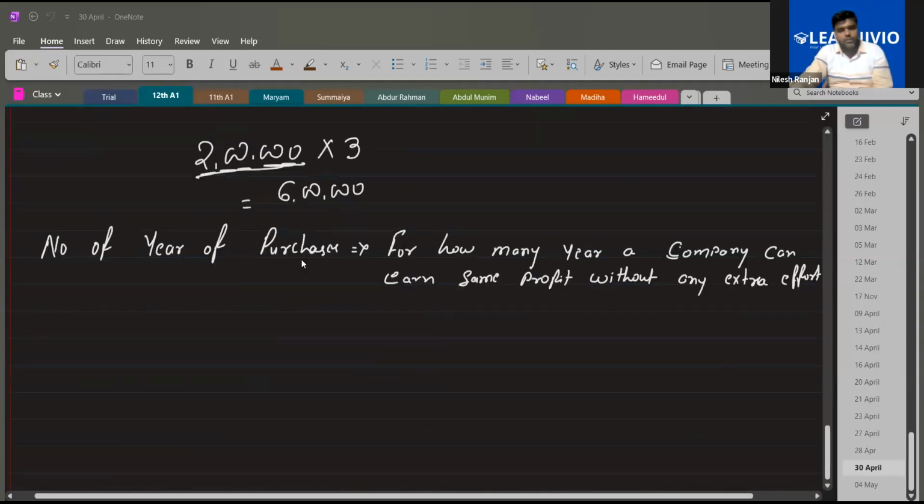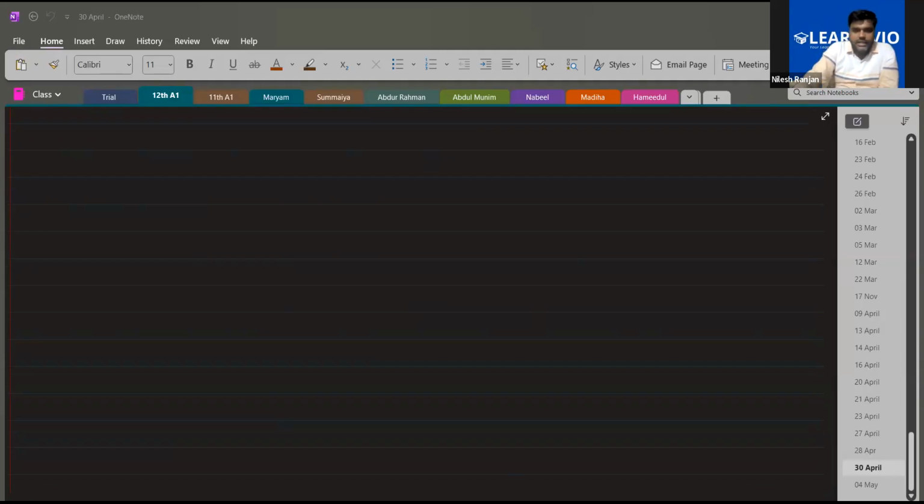Okay, I will solve a question today for this method, and then we will discuss the other two methods, like the super profit method and capitalization. I'm sharing the question, please see.